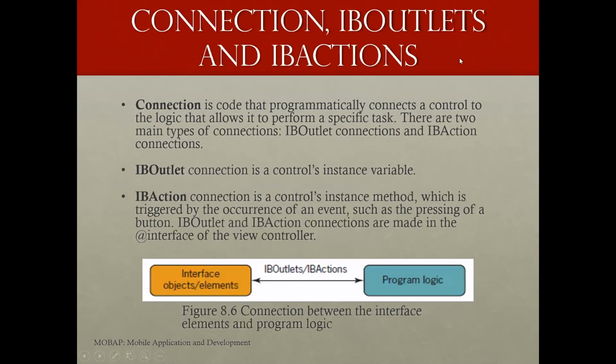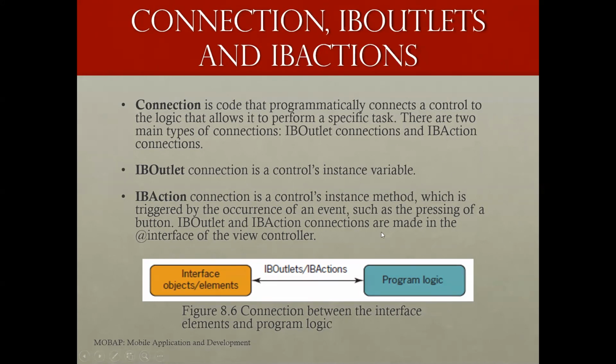So just simply a layout, meaning the controller part, a layout. Then we have connections. We have the IB outlets and IB actions. When you say connection, these are the code that could connect with the logical aspect in terms of preparation of different tasks. There are two types, as I told you, IB outlet and IB actions. When you say IB outlet, those are connections between the controls, for instance, a variable, while IB action, those are the controls based on the instance method. Take note, based on an instance method, meaning there's a method to control the outlet.